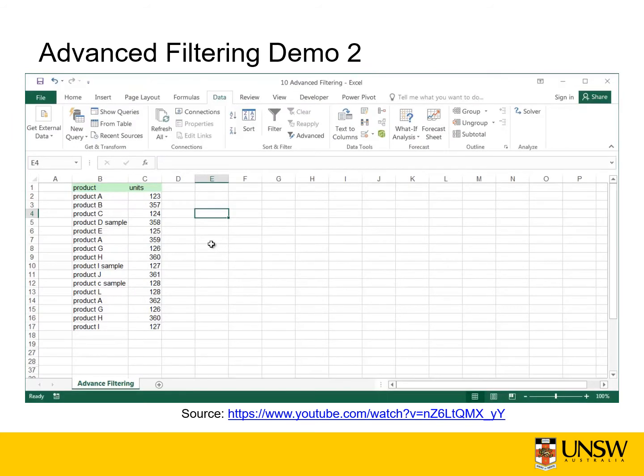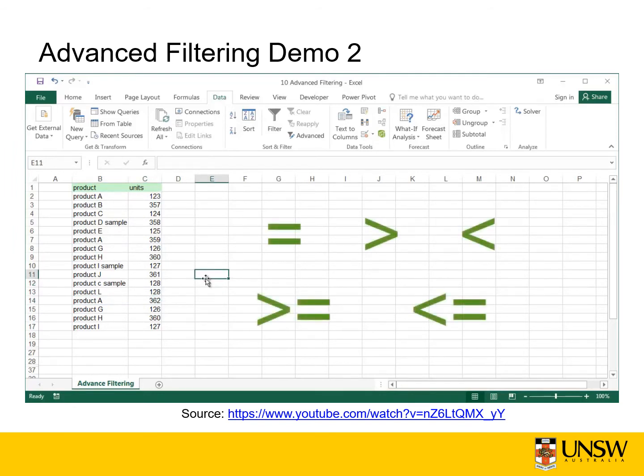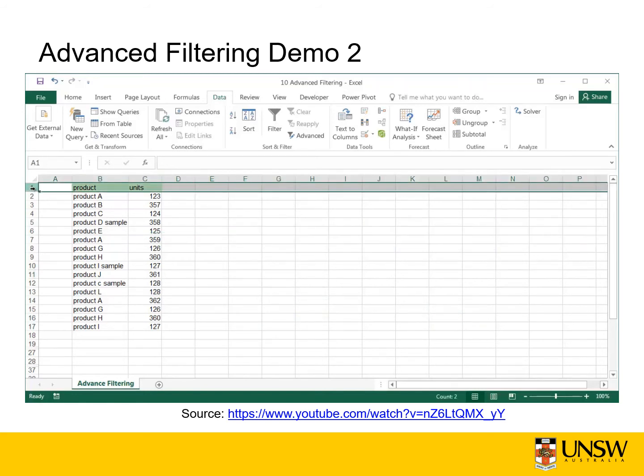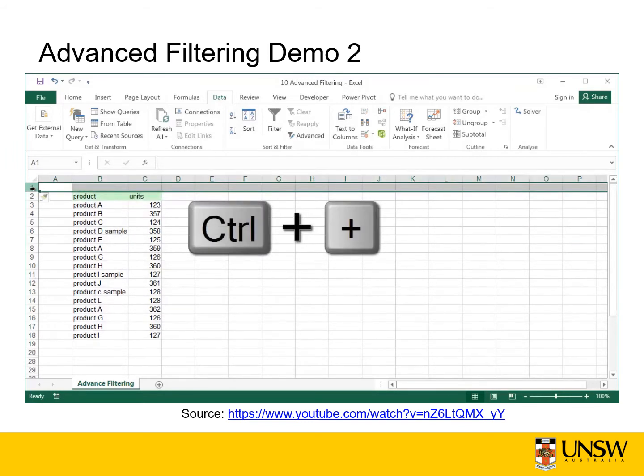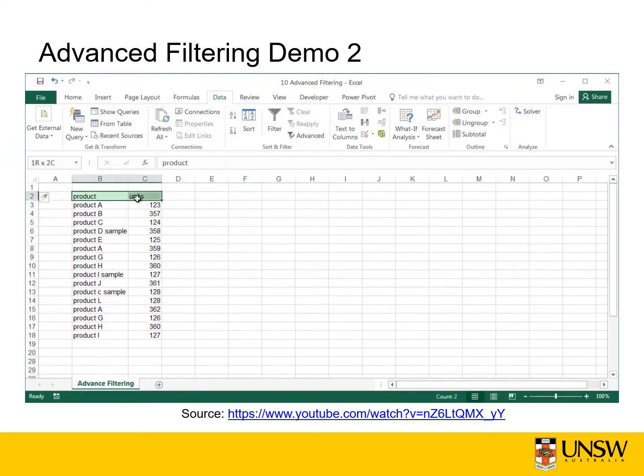In this example, the data from 3 products, A, G, and H, need to be filtered. The aim is to only filter product A if the units for the product exceed 300. To specify these conditions, use the equals, more than, less than, greater or equal to, and less than or equal to signs. First, we need to add rows above the data table for the table headers, the same as in the table below. In our example, we need to add product and units.